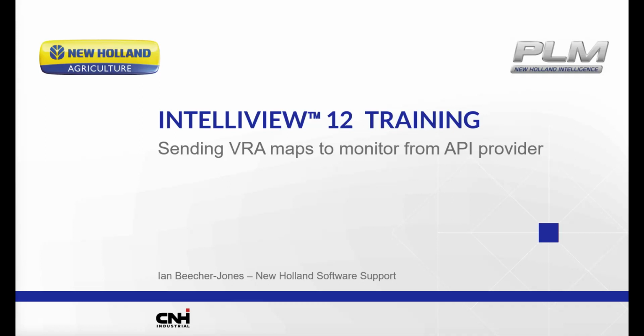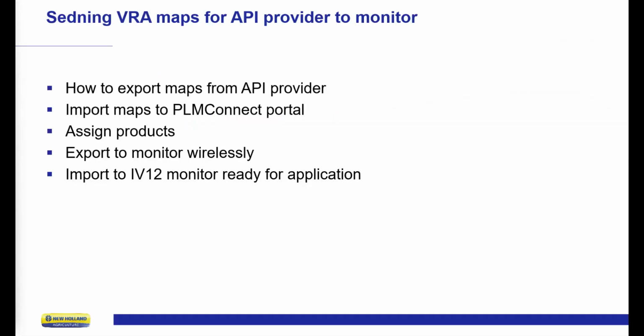Hello, in this video we're looking at how to send variable rate application maps to the monitor from the API provider. We're going to look at how to export maps from the API provider. We're going to import those maps to the PLM Connect portal. We're going to assign products. We're going to export the maps to the monitor wirelessly, and then import them to the IV12 monitor, ready for application.